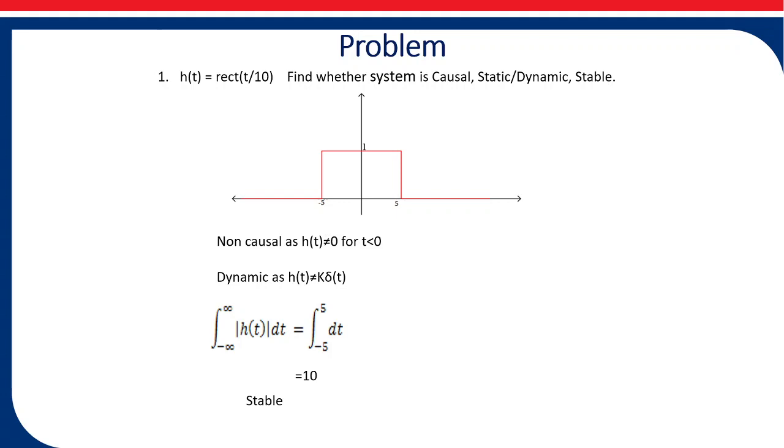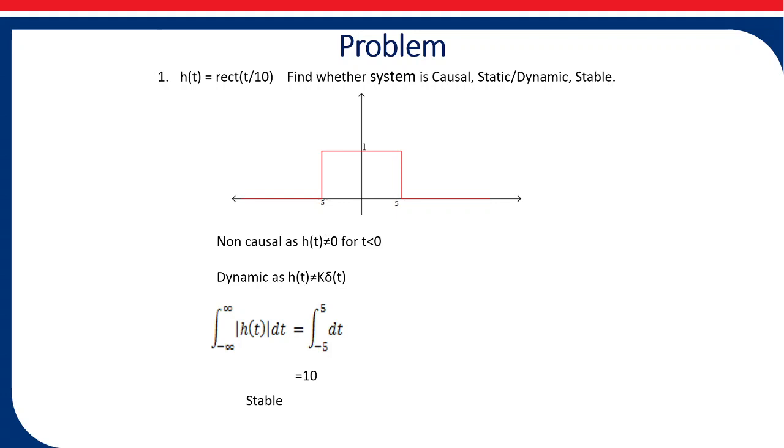The condition for causality is that h of t should be 0 for t less than 0, but here you are able to see that h of t has value 1 from minus 5 to plus 5. So minus 5 to 0 won't satisfy the causality property. It has value 1 from minus 5 to 0. That's why h of t is not 0 for t less than 0, and the system is non-causal.